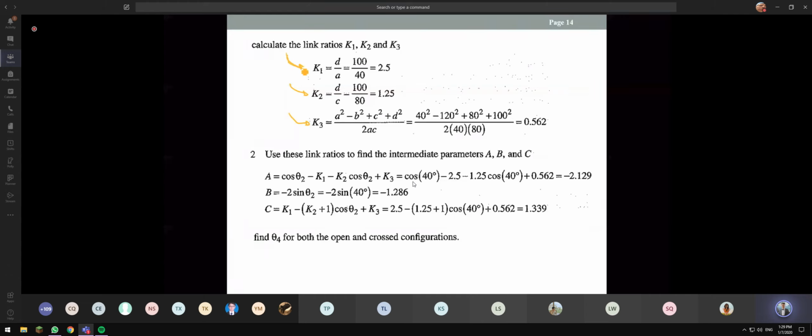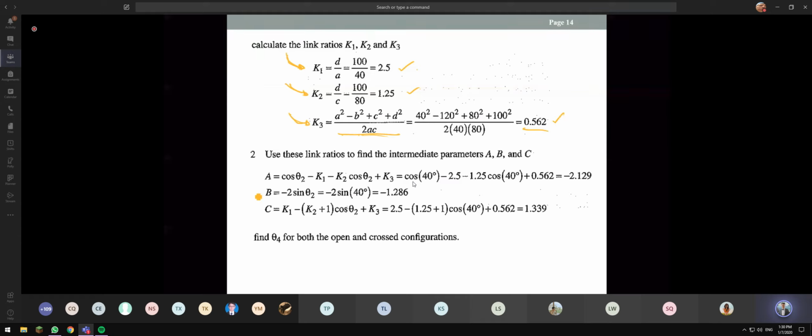So you just make a note that you can find the K1, K2, K3, K4, K5. You still have K4, K5 to find the theta 3. Here we have K1 is D over A, so we can just calculate, it's 2.5. K2 is D over C, so we get 1.25. K3 is with all these equations here. If we substitute all the A, B, C, D into the equation, we get this 0.562.